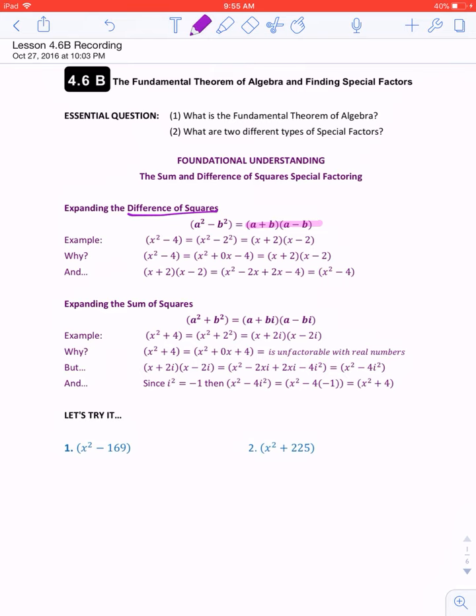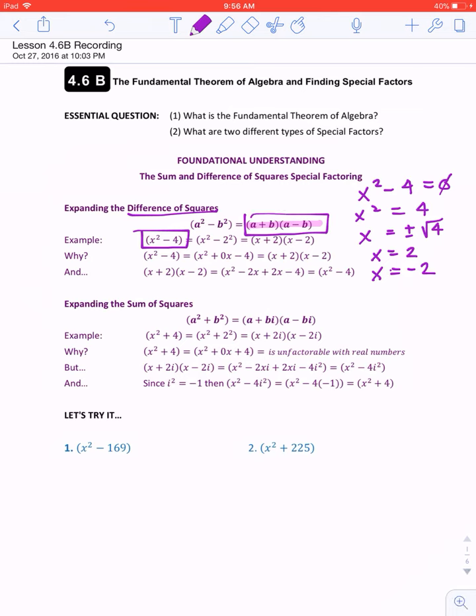So just in case you weren't sure, if I use this example here of x squared minus 4, and I set it equal to 0, I would have x squared equals positive 4. I would square root that, so x would equal plus or minus the square root of 4, which means x would equal 2 and negative 2. So these two factors here are just a way to shortcut that process.